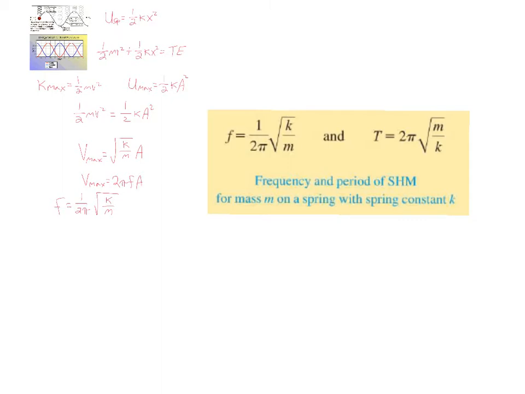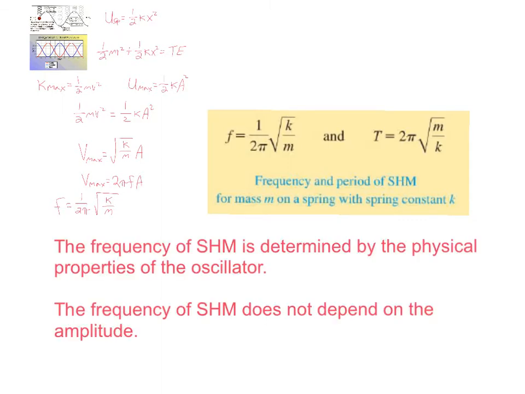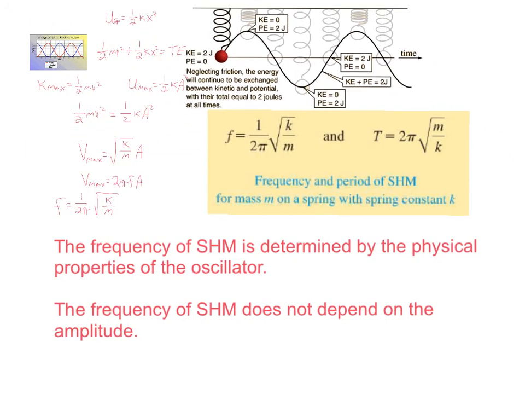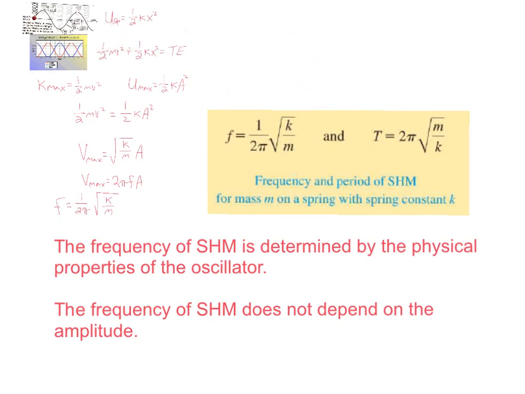What this tells us is that the frequency of a simple harmonic motion is determined by the physical properties of the oscillator, such as spring constant and mass. The frequency, and therefore the period, does not depend on the amplitude. So it doesn't matter how far we displace one of these spring oscillators, it's going to oscillate with the same frequency and same period with the same mass and same spring constant.